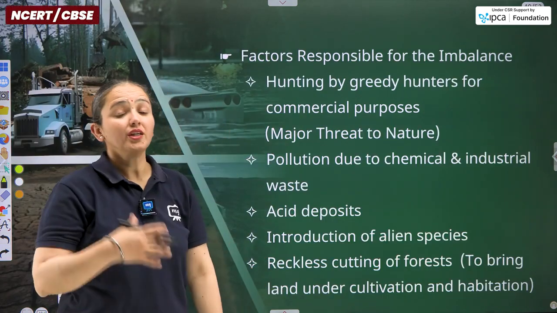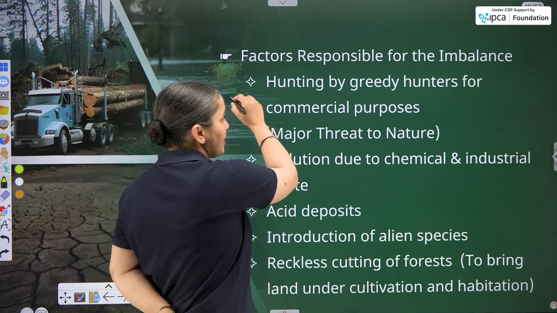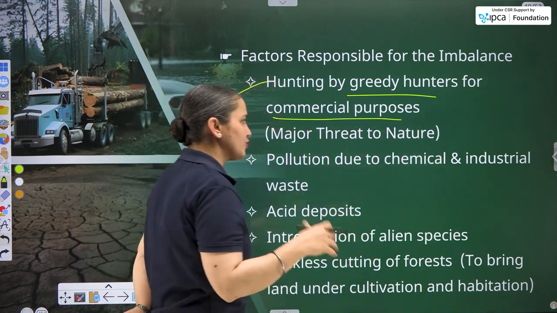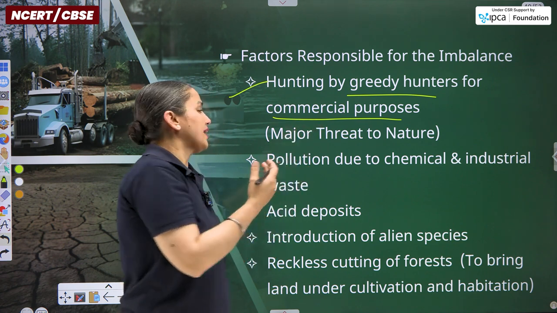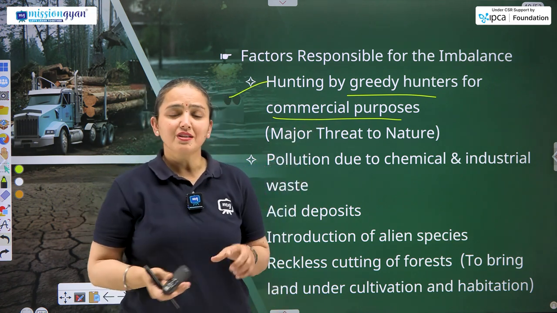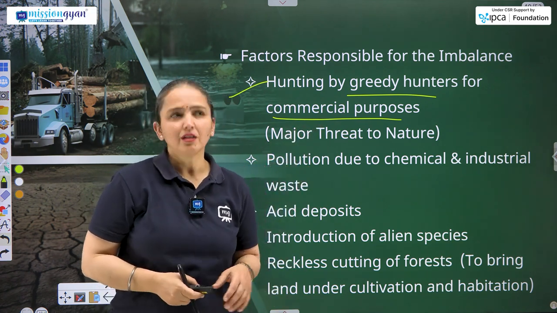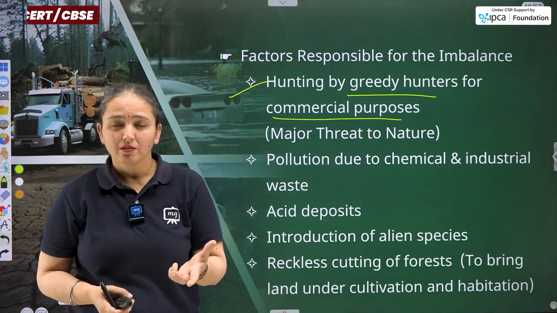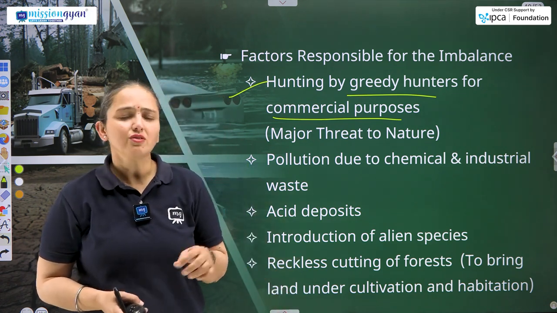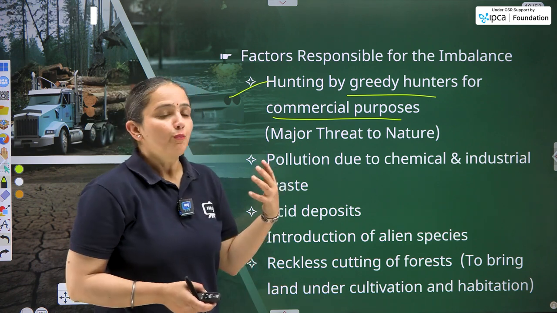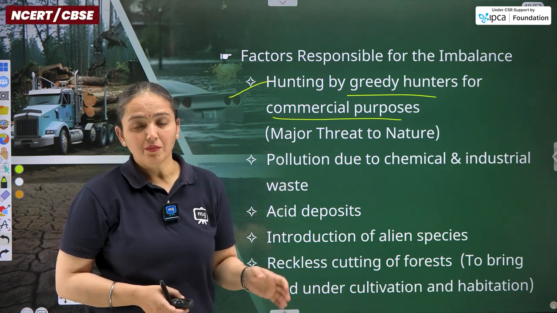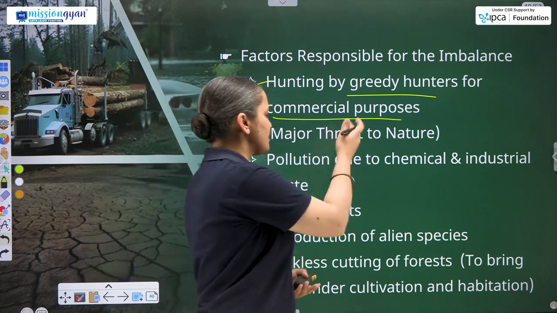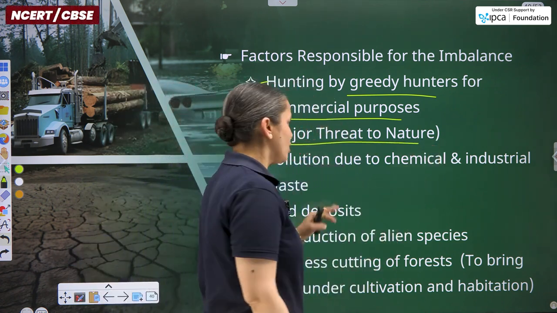Factors responsible for the imbalance. So, hunting by greedy hunters for commercial purposes, for selling, and it can be any body part of the animals. It can be the skin of the lion, tiger, leopard, fox, or the trunks and teeth of the elephants. So likewise, there can be various body parts and organs of animals that are sold for commercial purposes. So this is also a major threat to nature.